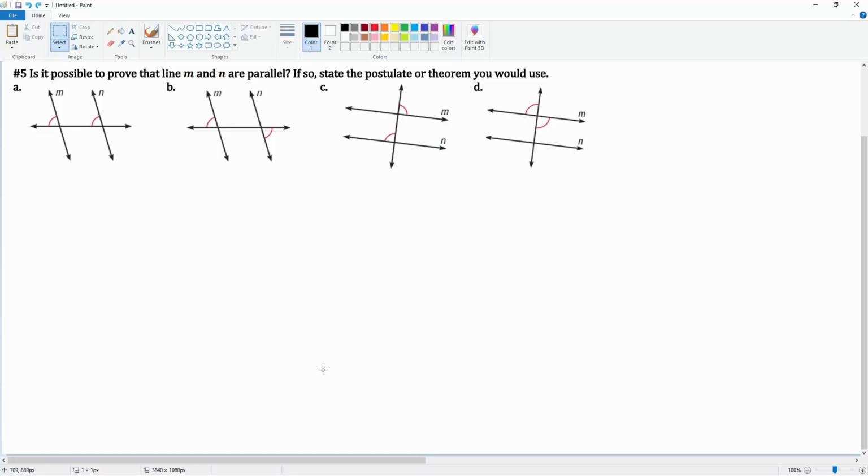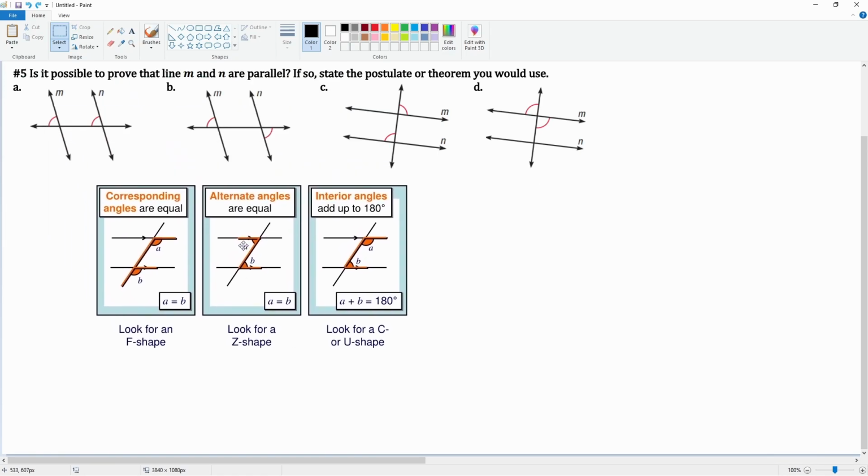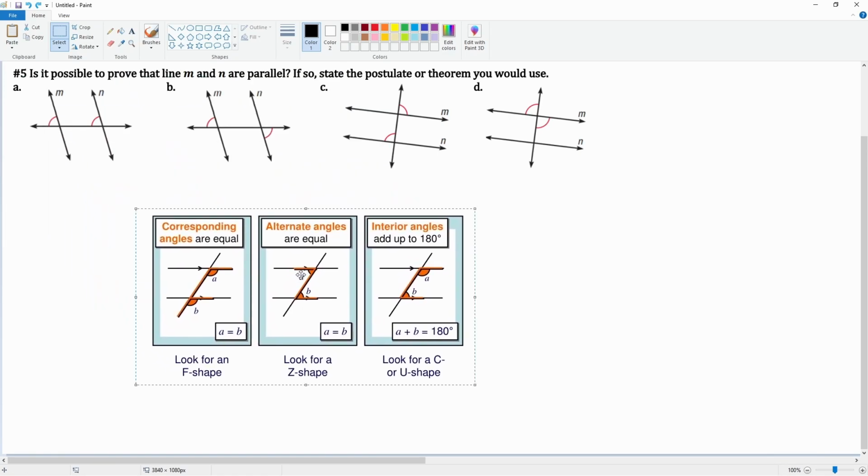Section 3, number 5. Is it possible to prove that the lines M and N are parallel in these cases? If so, make sure you state the postulate or theorem that you would actually use. All right, to help you along, these are the major 3. There's one more that allows us to prove that they are parallel. But to make sure they're parallel, it has to fit one of these.